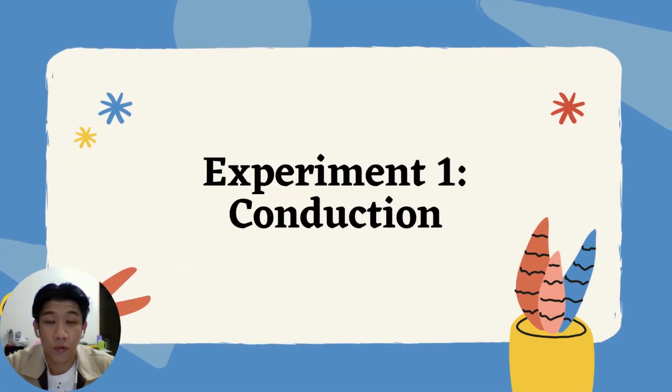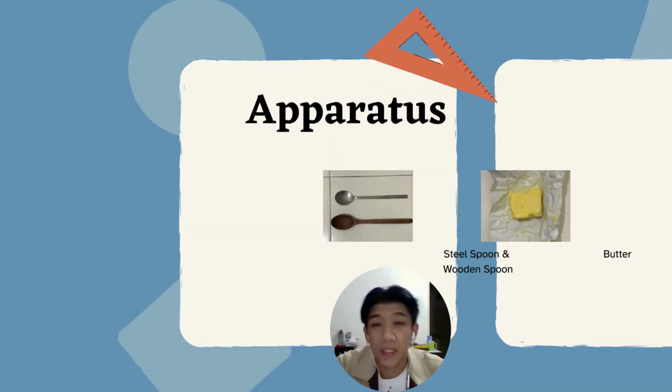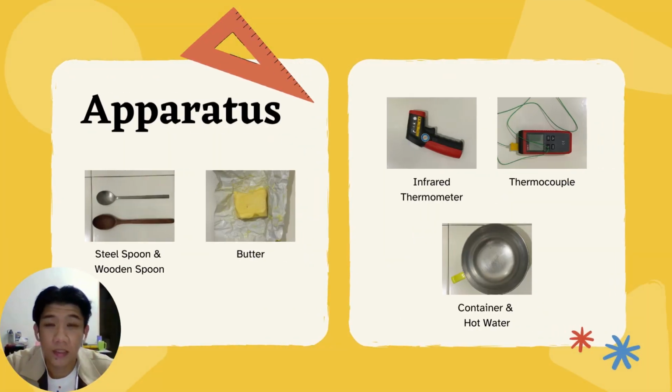My name is Stephen Hoylin, and today I'm going to talk about our first experiment for this group project, which will show the phenomena of conduction in heat transfer. For this particular experiment, the apparatus that you may need are a steel spoon and a wooden spoon, butter, an infrared thermometer, a thermocouple, and a container filled with hot water. The next video will show the procedure of the experiment.